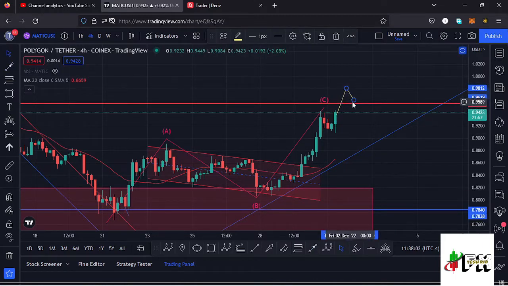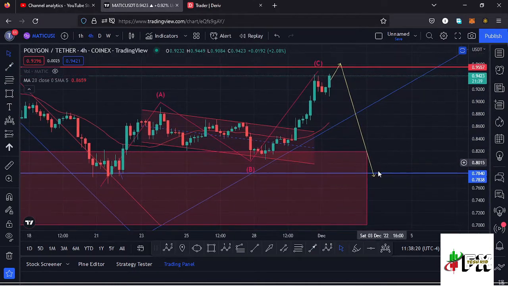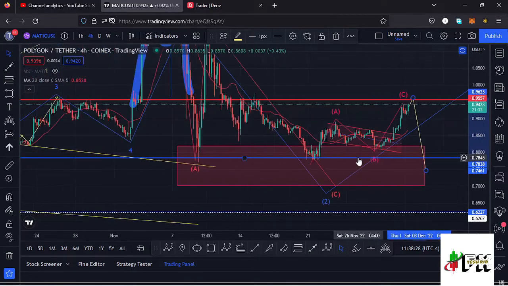And in case we do not manage to break above it, then I will expect a very nice rejection over here, in a movement that could take us back to around the $0.78 mark, which is our next key area of support. And in case we lose that key area of support, that should fully maximize the formation of that higher Elliott wave count 2 to the lower side.